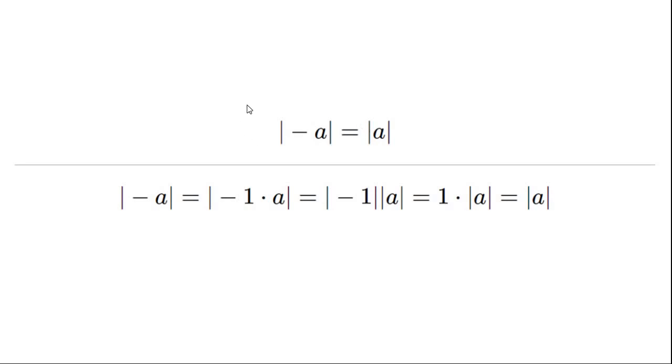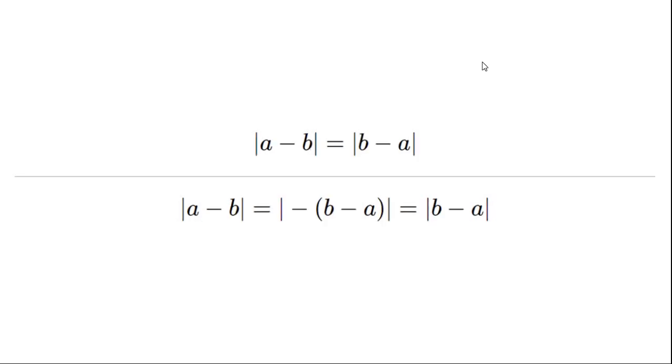This next one, the absolute value of negative a is equal to the absolute value of a. This can be proved easily using what we just proved. The absolute value of negative a is equal to the absolute value of negative 1 times a, which, by what we just proved, is equal to the absolute value of negative 1 times the absolute value of a, which is equal to 1 times the absolute value of a, which is just the absolute value of a.